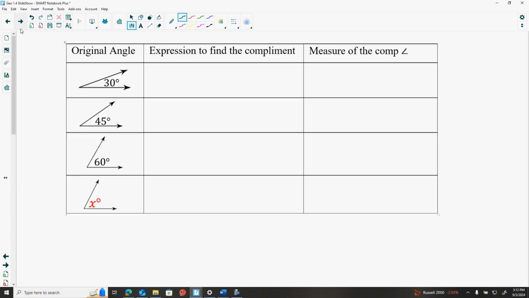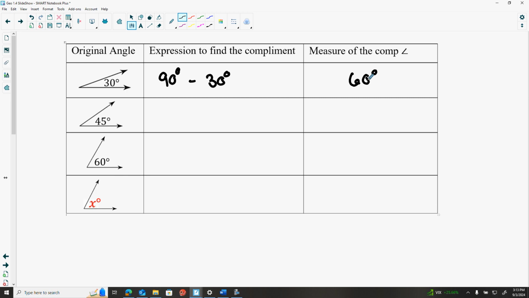This is your next section in your notes. We're going to take these angles and see if we can come up with an expression to find the complement. When I say the complement, I just mean the other angle. We're given an angle of 30. What is going to be the other angle that would add to 90? We can do this by taking 90 degrees and subtracting the 30-degree angle, which gives 60 degrees. So the measure of the complement angle is 60 degrees.